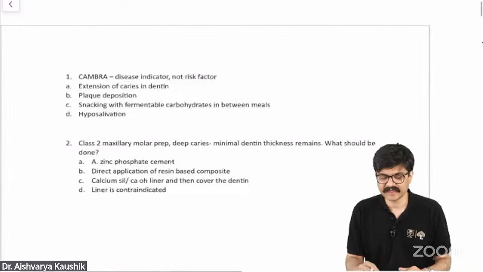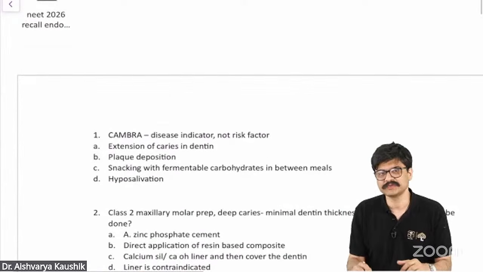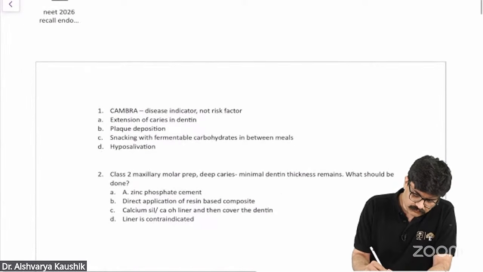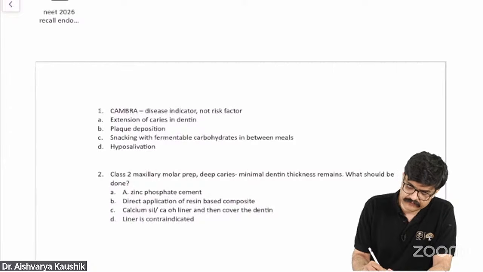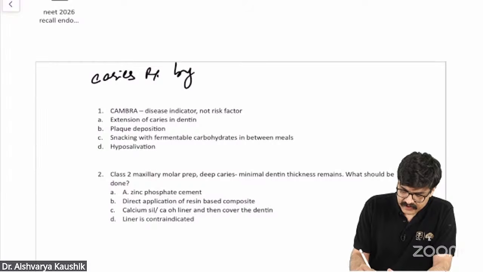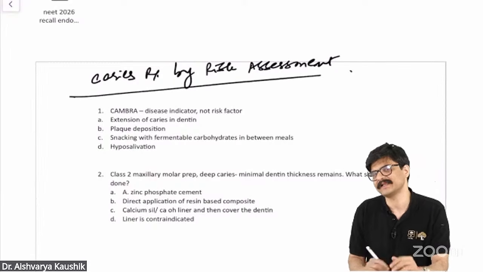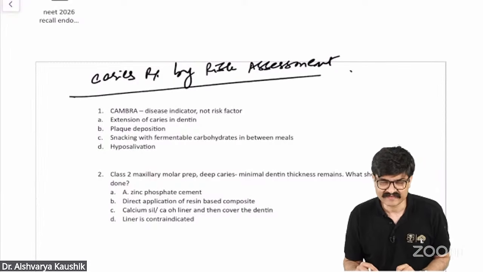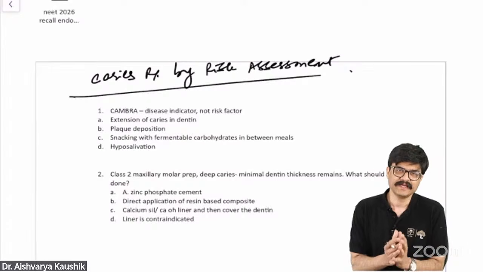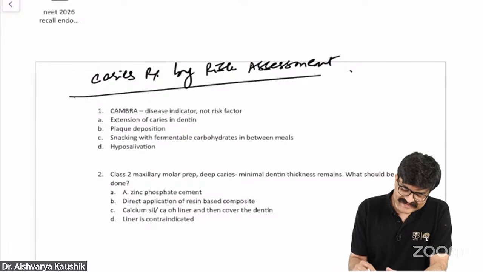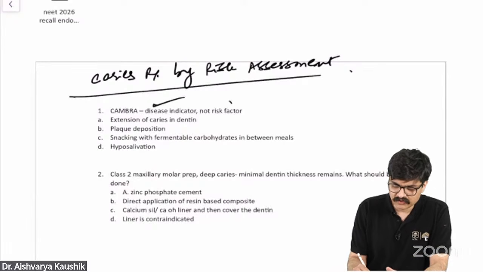The first question that I have put out here is on caries management by risk assessment, CAMBRA. And the question was actually pretty commonsensical. It was not a very controversial question. He asked: what is a disease indicator here, but not a risk factor?